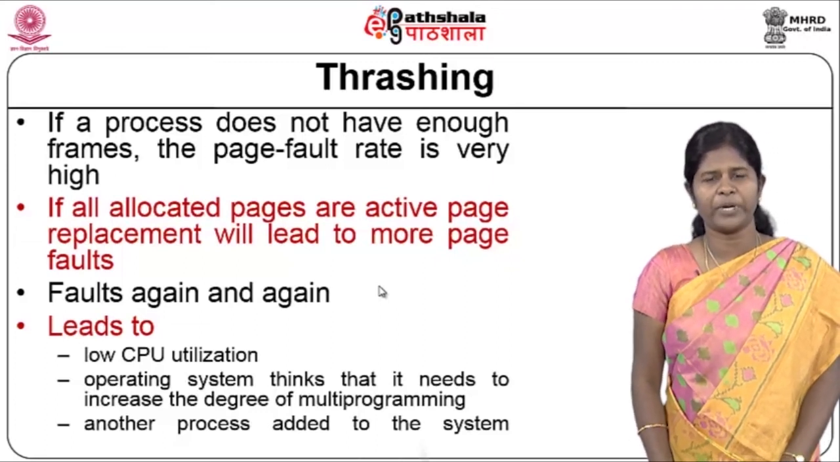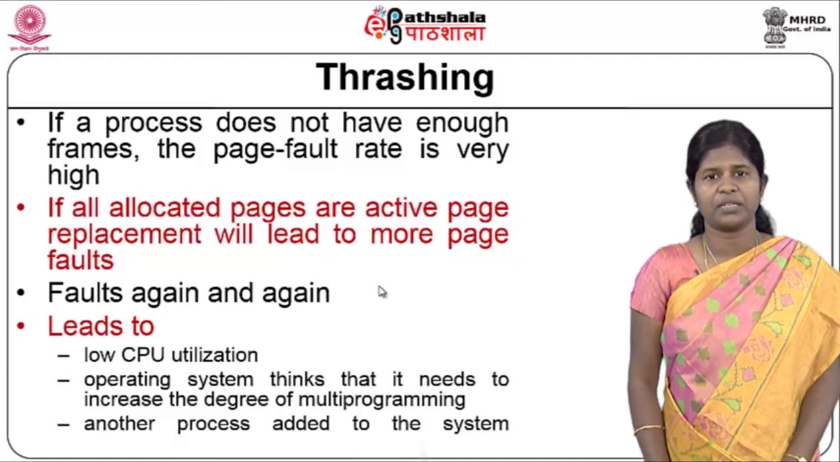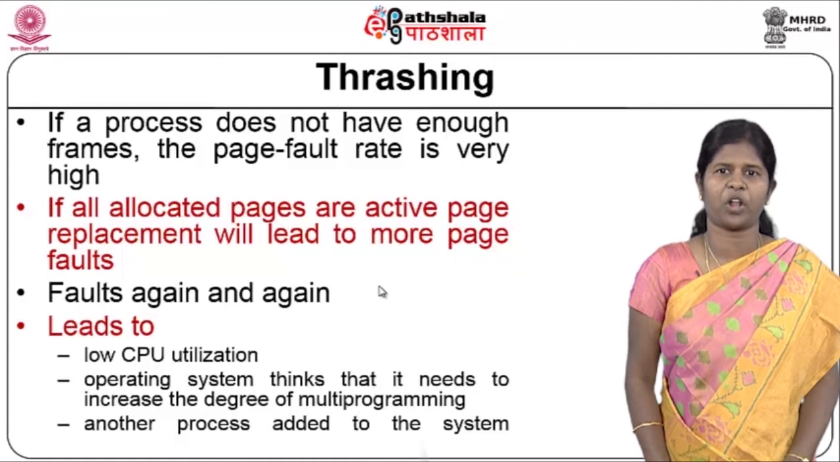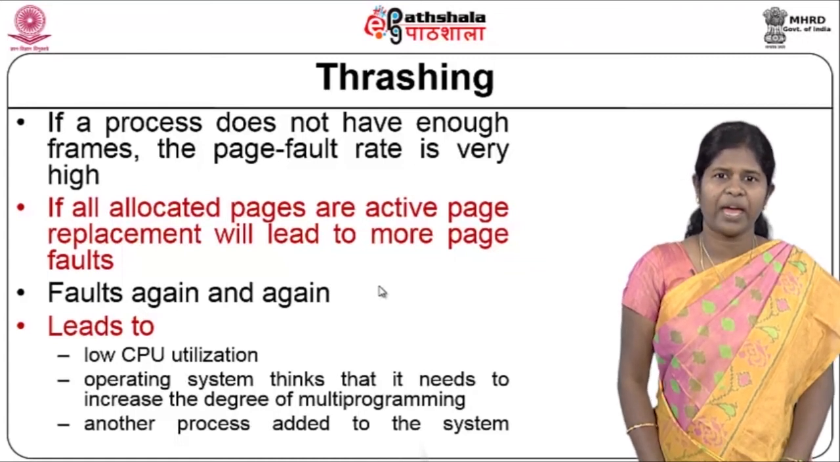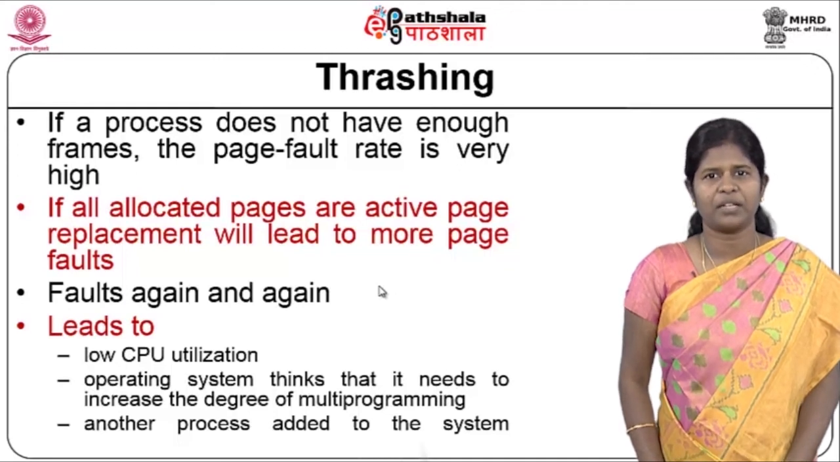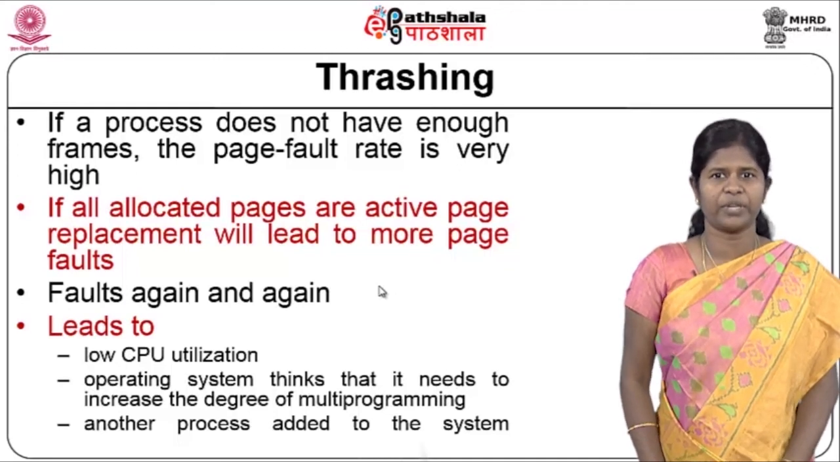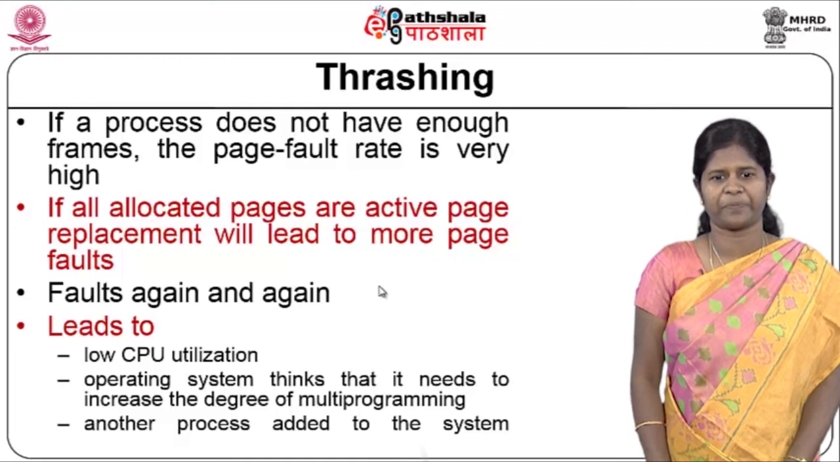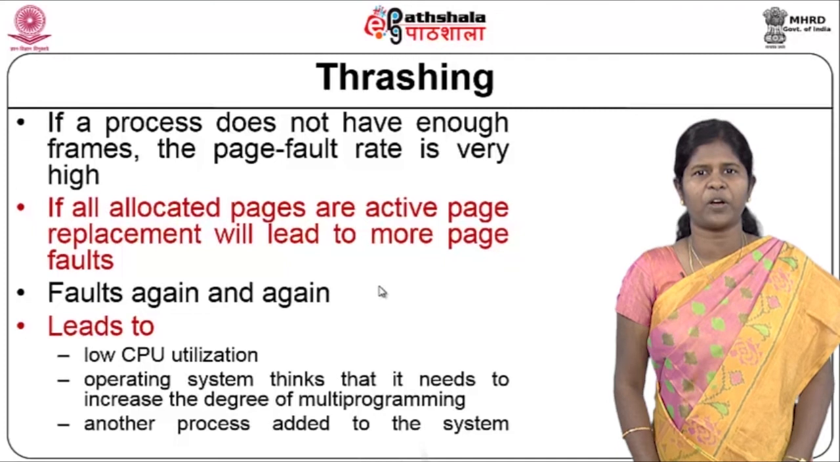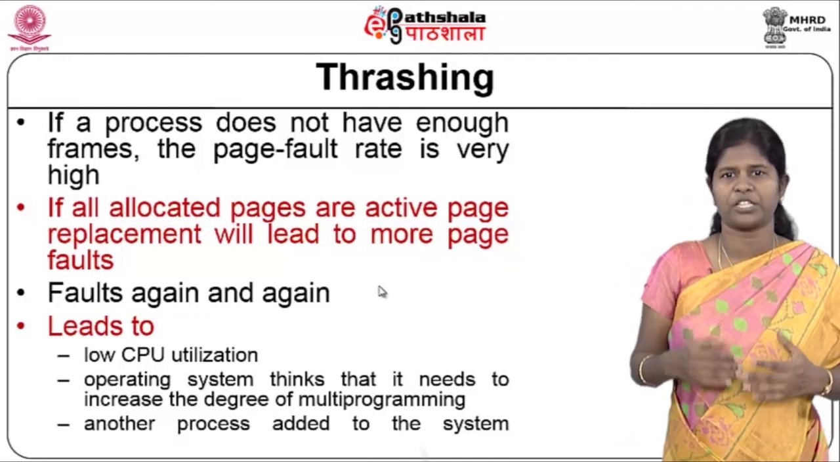So, now what does the operating system think? It thinks that the CPU utilization is less, so maybe there are not enough processes to execute and hence the CPU is not utilized. And hence the operating system will try to increase the degree of multiprogramming. What is the degree of multiprogramming? It is the number of processes that are kept in memory at a particular time.